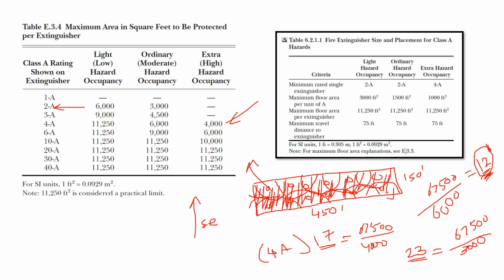So if travel distance requirements are not met, then the logic is we need to reduce the rating of the extinguisher and increase the quantity of extinguishers. Basically this is the concept in order to locate or size the fire extinguisher as per NFPA 10 requirements.